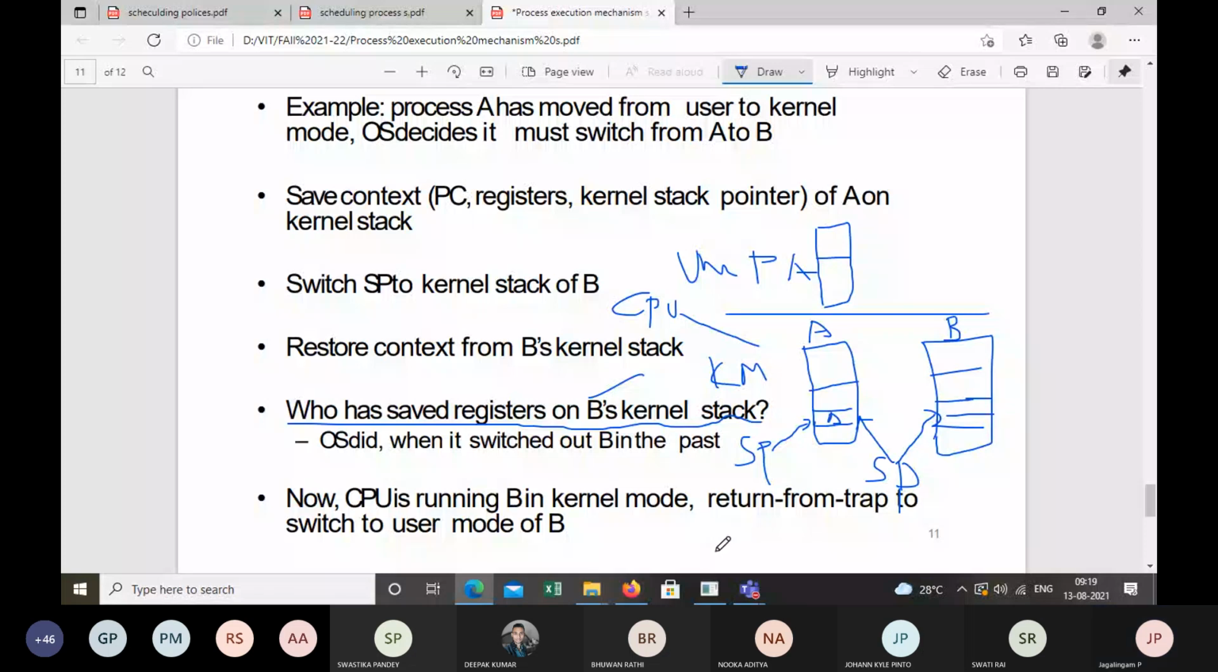Now the CPU executes in the kernel mode. If you want to go back to the user mode of process B, what instruction do you call?